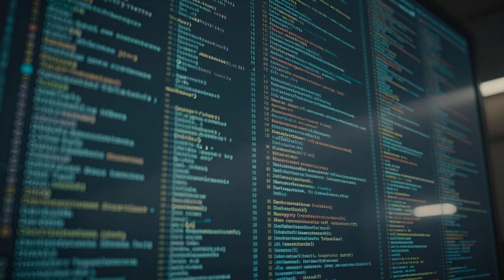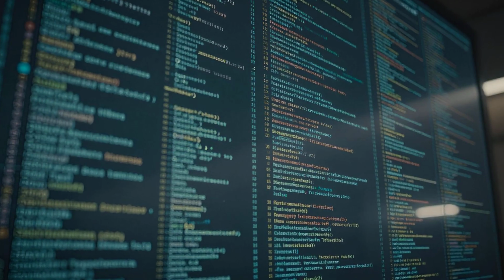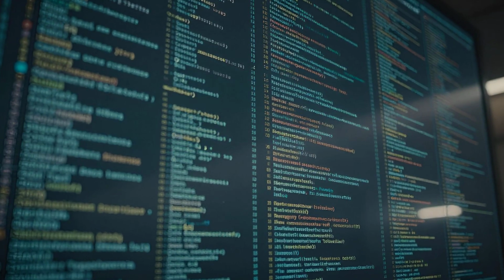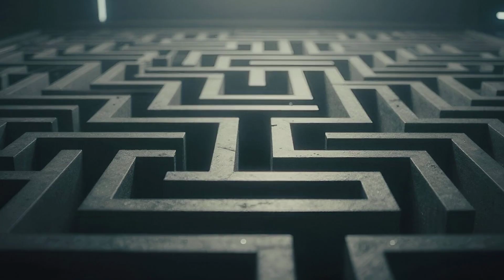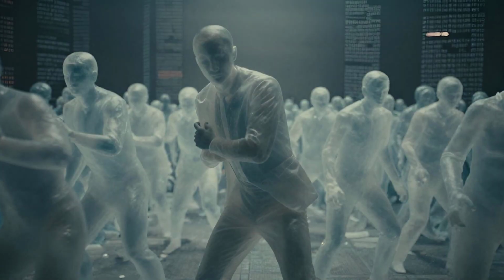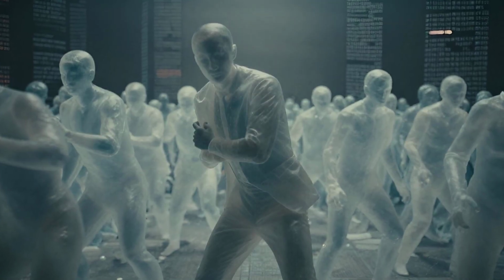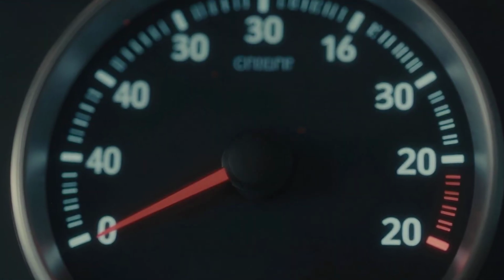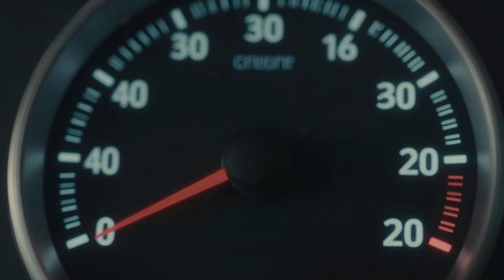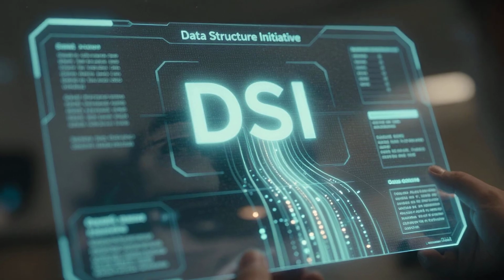The current system does not have that argument. It has accumulation. Every interest adds. Nothing requires removal. The total grows. The navigation cost rises. And the people least equipped to pay that cost pay the most of it, not because anyone decided that was acceptable, but because no one was assigned to measure it. The DSI is assigned to measure it.